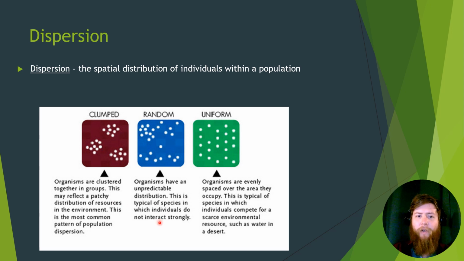They can have a random one where there's an unpredictable dispersion. There's no real rhyme or reason to it. This usually happens in species that don't interact very frequently with each other, that aren't very social. And we have uniform, and this is where organisms are spaced in an even distribution throughout. A good example of this would be like coyotes or wolves, where they're all fighting for the same resource, so they're very territorial, and these territories have certain boundaries and sizes, and they don't really interact with each other outside of that.